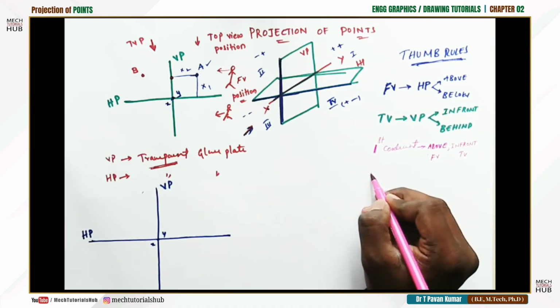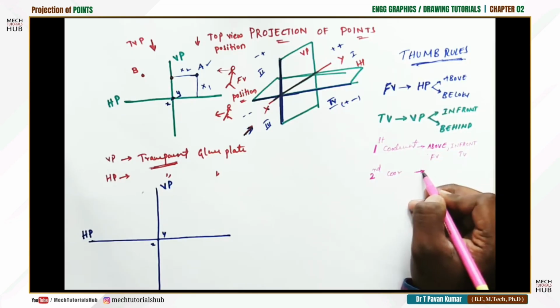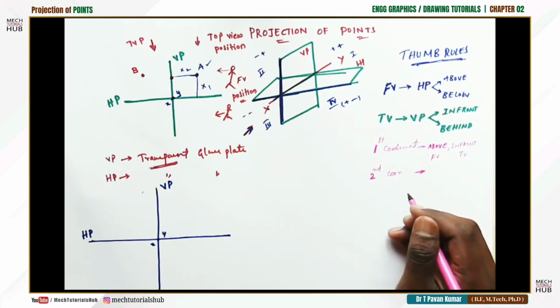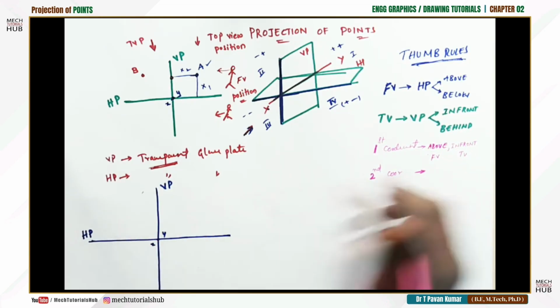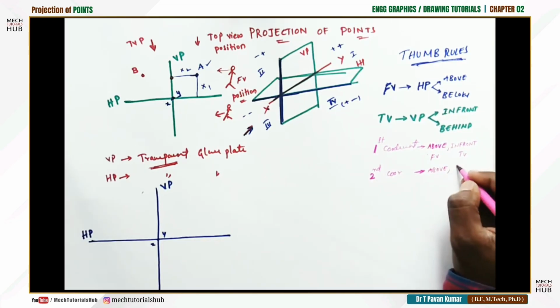Similarly, when the object is in the second quadrant, what do you talk about? The distances of, again, the second quadrant means this one, again above and behind.